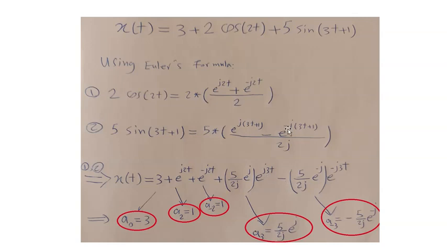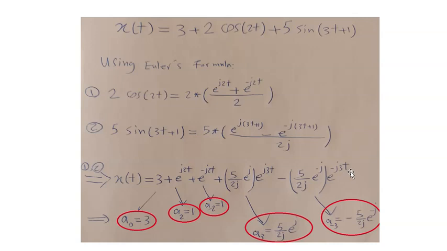minus the same thing here, e to the power of minus j. This minus j comes from this 1 in the power, over 2j, which is in the denominator. 5 is from here, 2j is from here, and e to the power of minus j is from here, times e to the power of minus j3t.